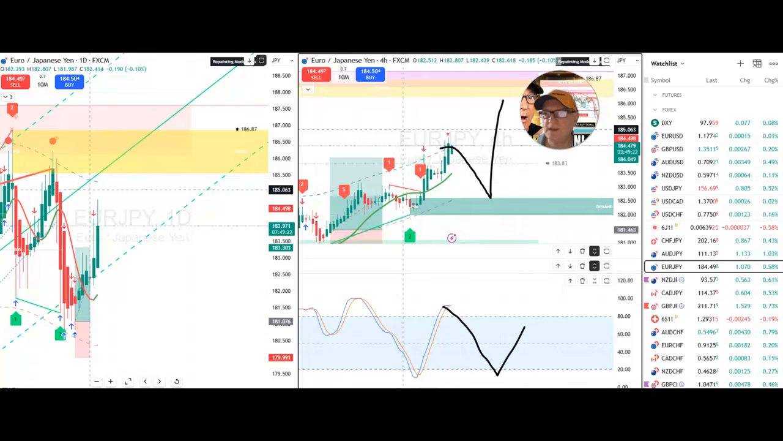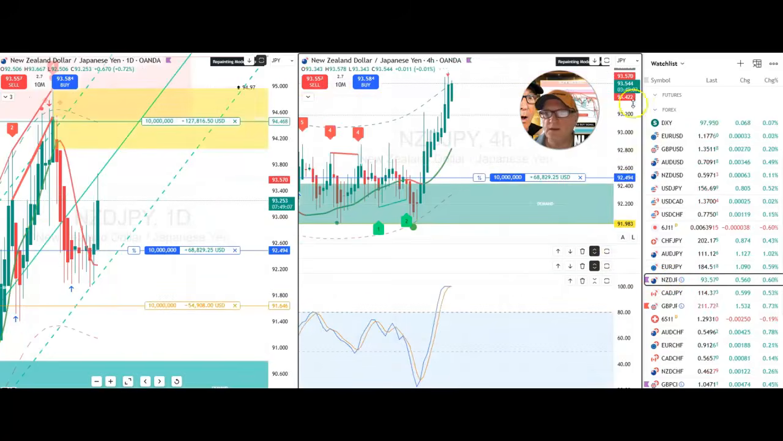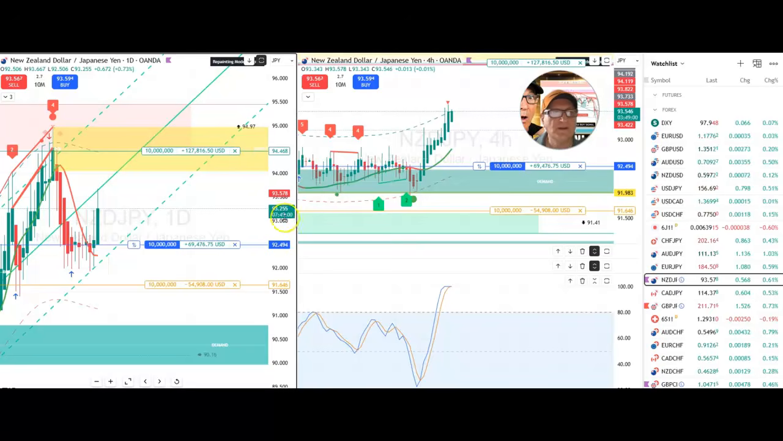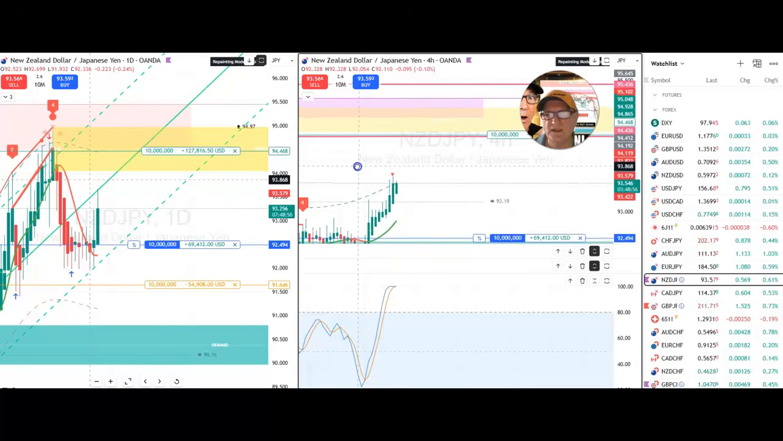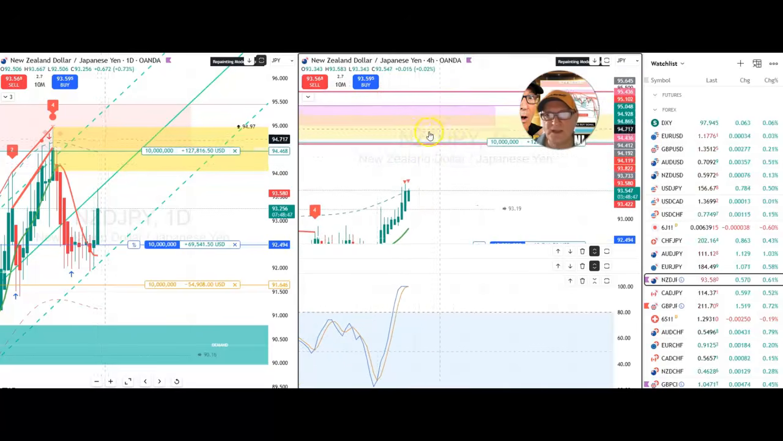New Zealand yen I'm still in, and the reason for this is because there is room for this price to go higher, as you can see on the left, into this supply zone at 94, and we can see that there is a supply zone here at 94.50 as well on the 4-hour chart. This consolidation period area is going to be very interesting for the price to potentially reverse, but this is looking really healthy actually.